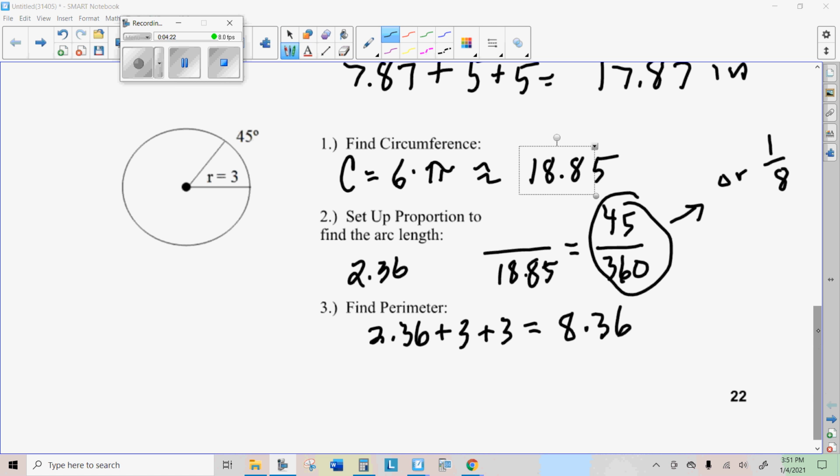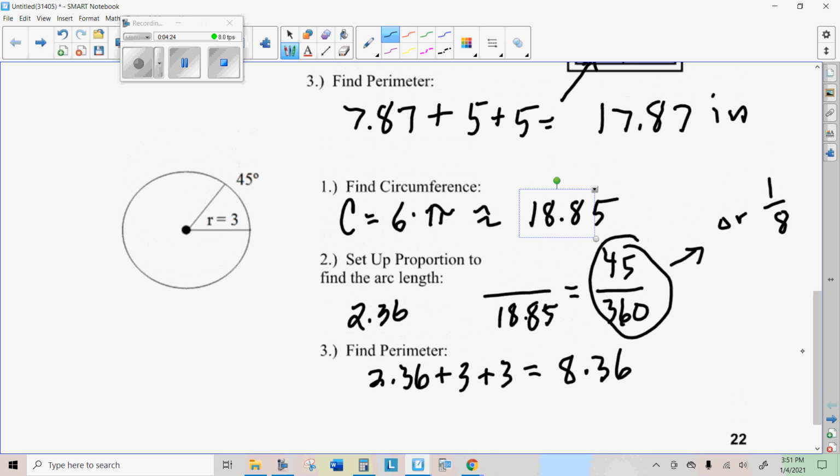All right, here's my work. If you have any questions, this time I used the pi button on the calculator, so your number here might be just slightly different if you use 3.14. Either way is okay with me.